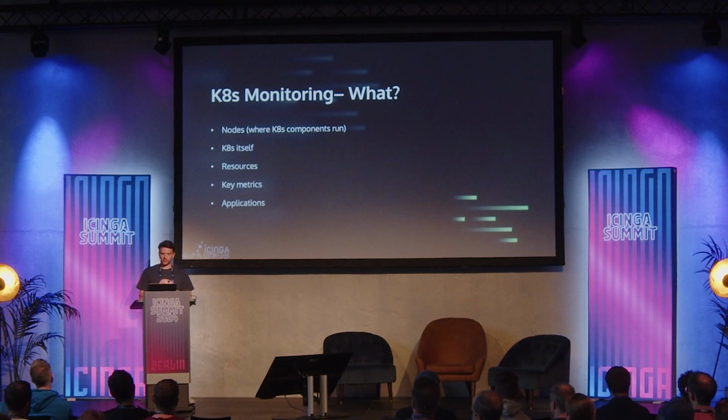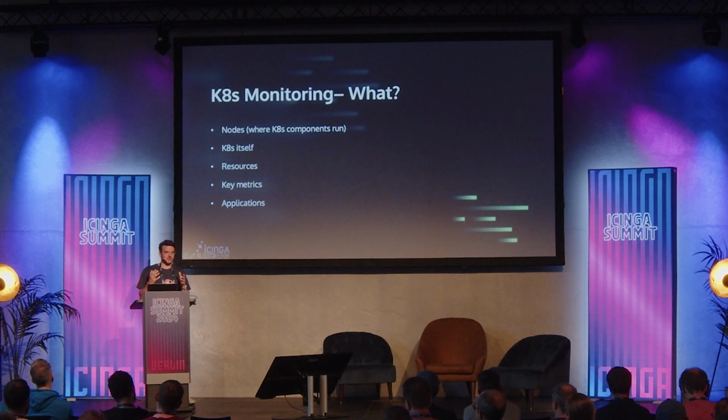So going to Kubernetes monitoring, what would you need to monitor? Of course, the infrastructure, the nodes where Kubernetes runs has to be monitored. And then the Kubernetes components, or the components Kubernetes consists of, have to be monitored: scheduler, etcd, API server, controller, whatever, lots of components. And then the resources, deployments, stateful sets, daemon sets, pods and containers, of course. And then also the applications running on the infrastructure.